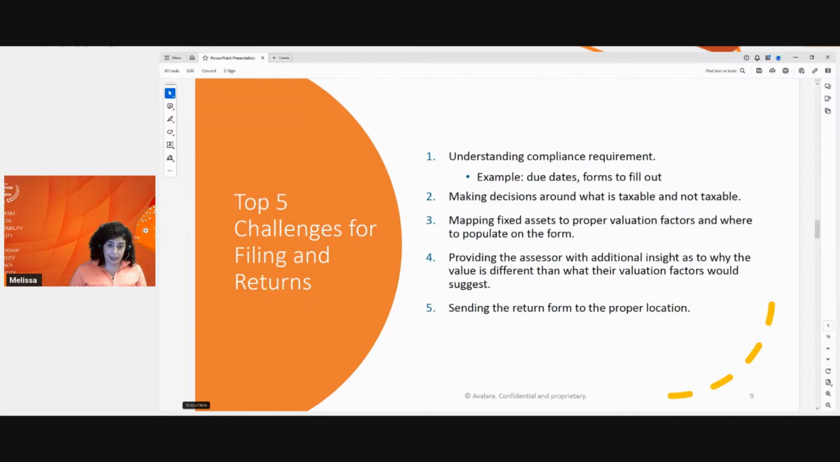And then this seems like a duh, but sending the return forms to the right location. Sometimes the assessors change. They might be on floor 2 one year and now they're suite 3, or they might have adopted a PO box, or different things happen. So if you don't have that accurate mailing information, you could be sending it to the wrong place and it might get there on time, but if it's the wrong place, you can be assessed a pretty significant penalty in a lot of jurisdictions for not getting your return in on time. So that's obviously not something you want to do.